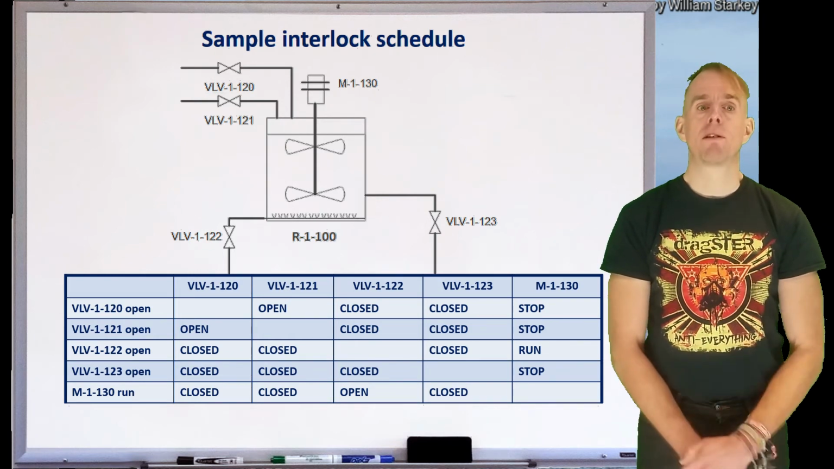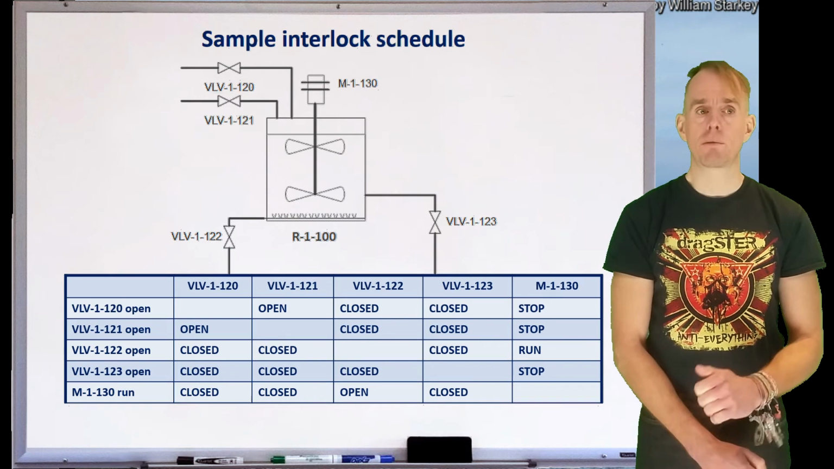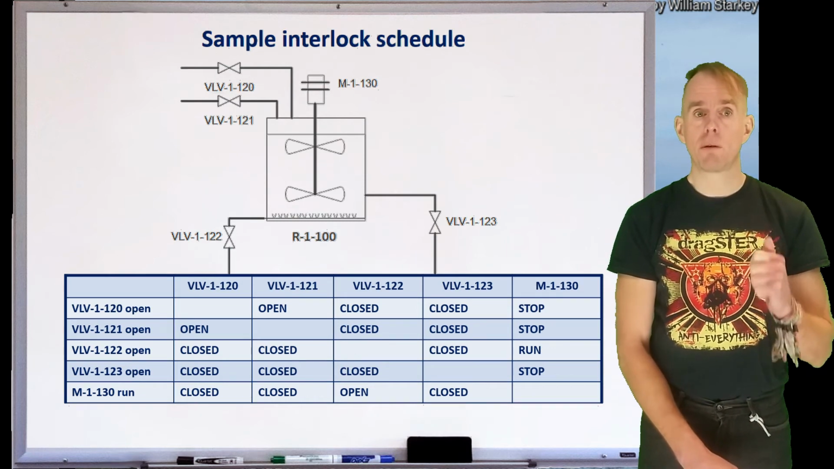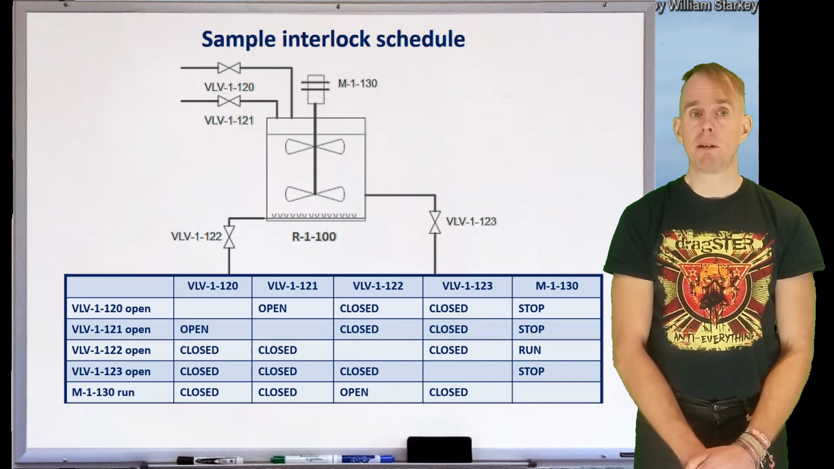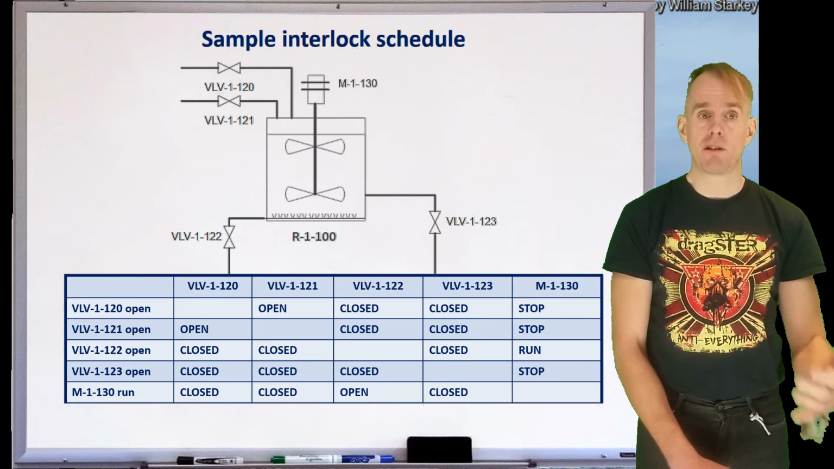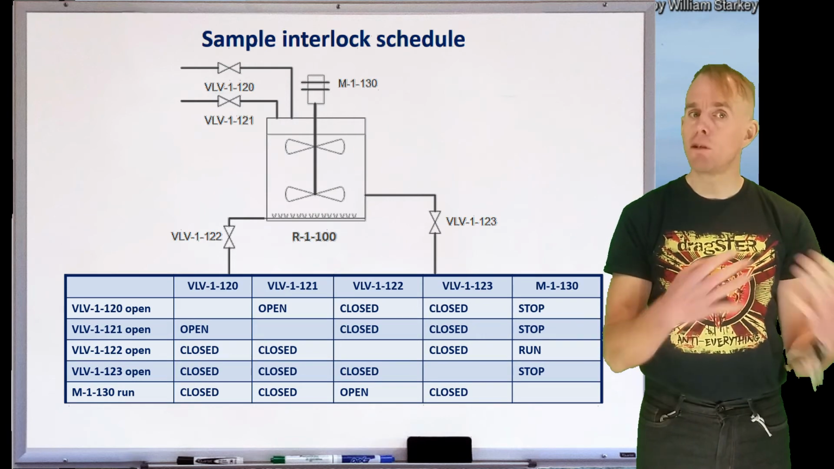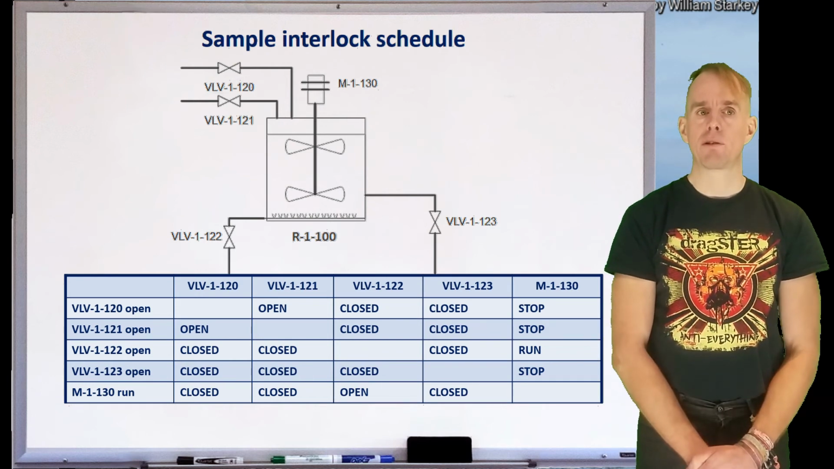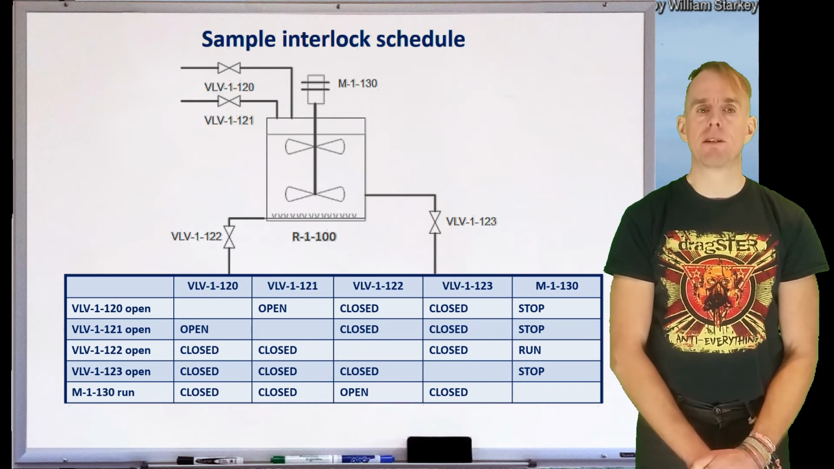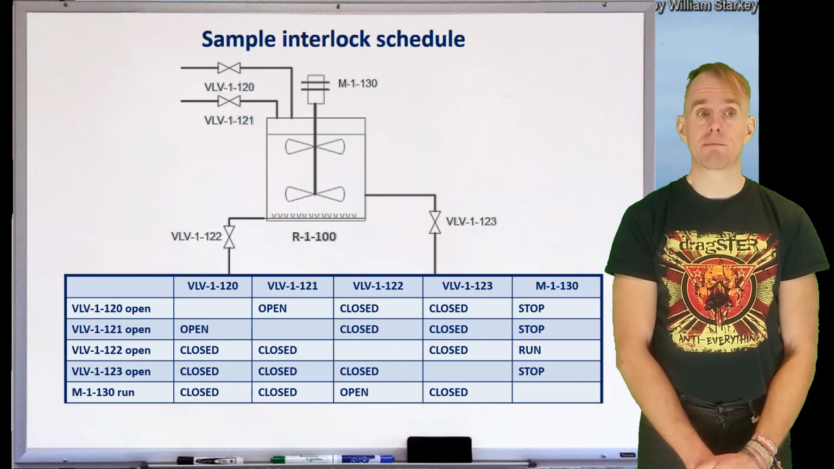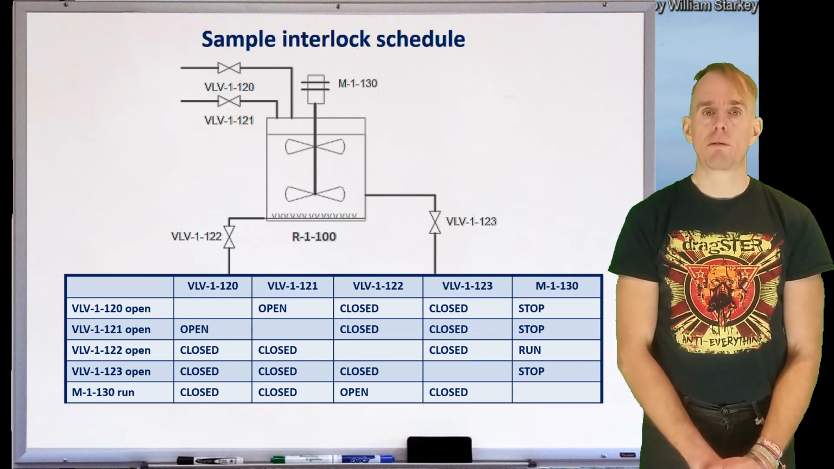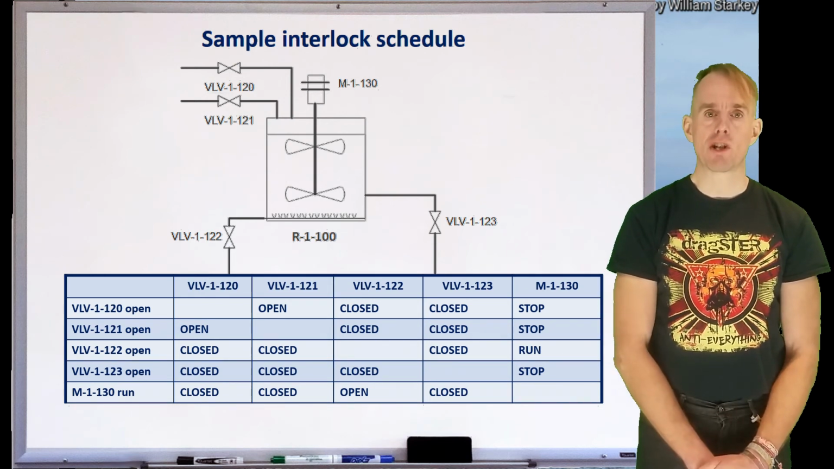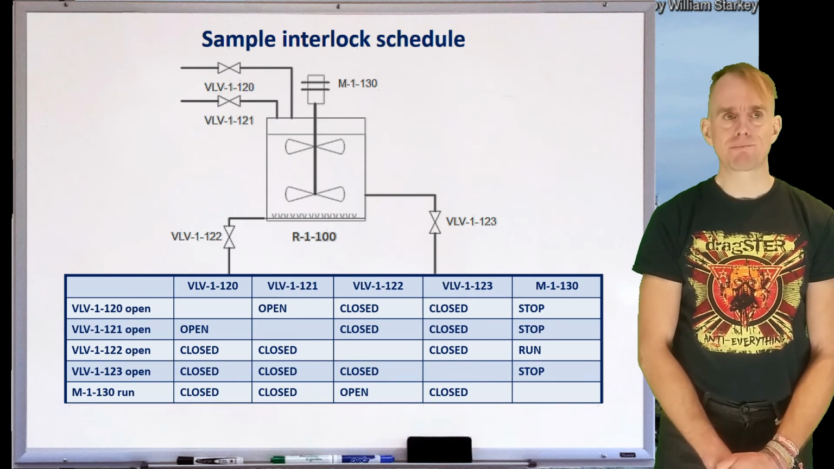And if we look at M1130, we can see that it's stopped when valve 1120, 1121 and 1123 are open, and is running when 1122 is open. And so there's a little bit of duplication of information here, but it does provide a cross-check to allow us to see that the operation is indeed correct. So that's one way in which you can communicate control information of batch processes.